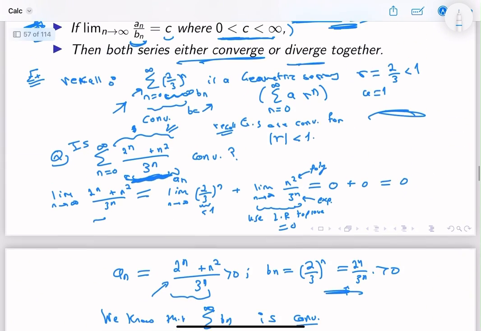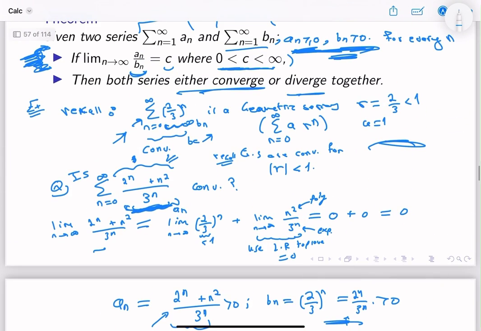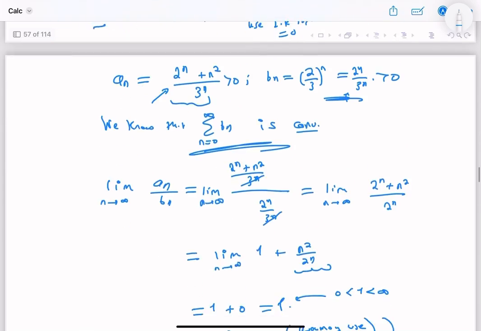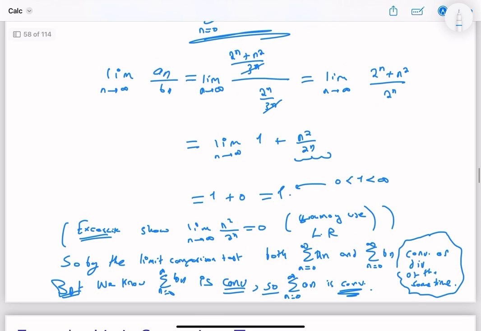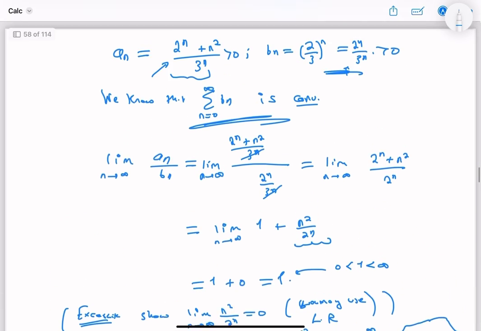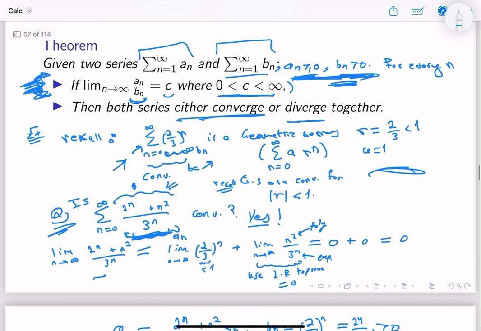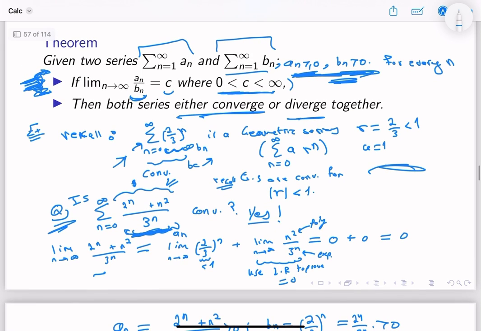So the answer to this question is yes. Okay? So this is what we have. Okay. So we're gonna take an example of two series diverging at the same time now.